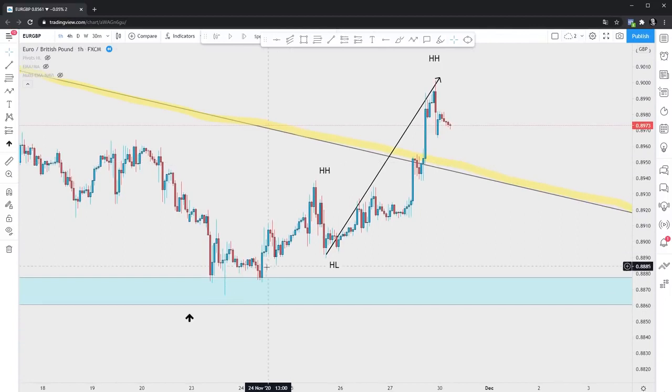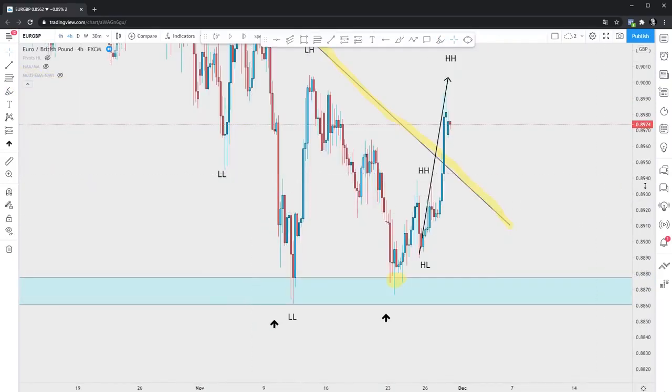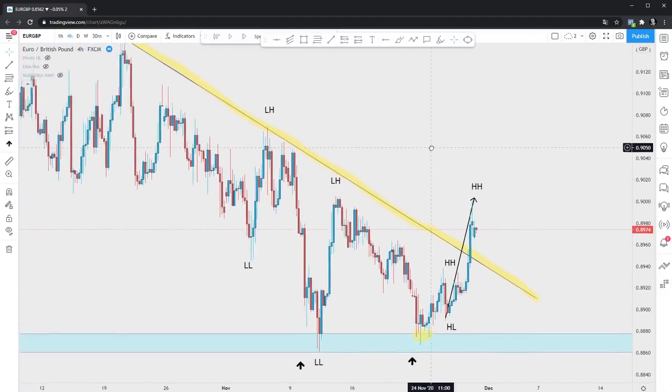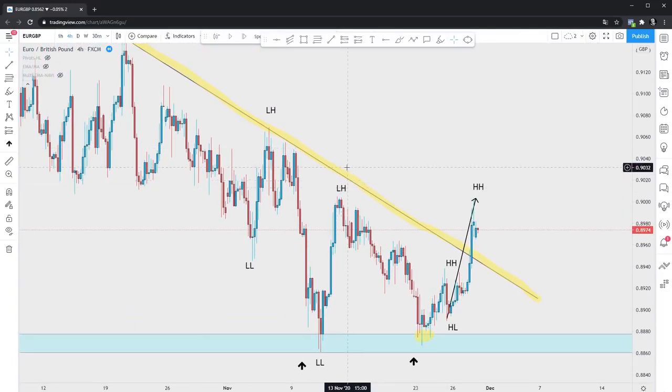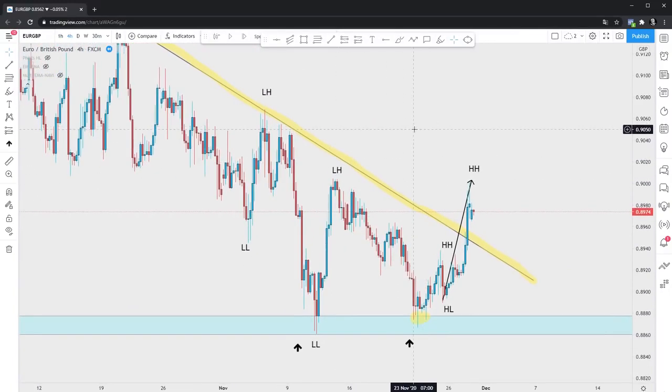Also, what we have to keep in mind is that we are bouncing here from a very strong zone on the daily time frame, right? And as we noticed, if you go back to the 4 hour time frame, 4 hour time frame market structure is still not bullish, right? We need to go above the previous lower high, okay?